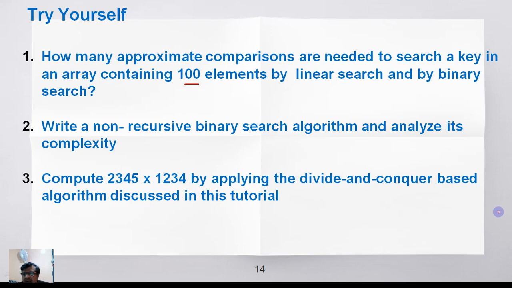1234 by applying the divide and conquer strategy. First break this and apply the formula, and you will get 23 into 12. Once again you have to apply the algorithm for multiplying 23 into 12, and 45 into 34 will also come. There also we need to apply the algorithm.